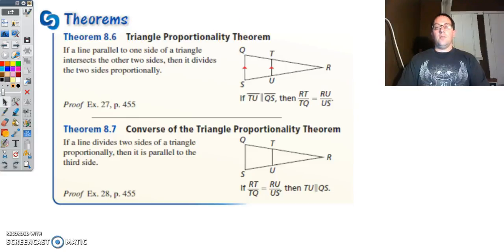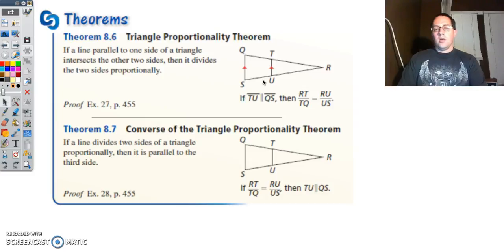Hello class, today we're going to talk about triangle proportionality. What we're really talking about here is how parallel lines divide things into proportional pieces. The triangle proportionality theorem says that if you have a line parallel to one side of a triangle that intersects the other two sides, then it divides the two sides proportionally.